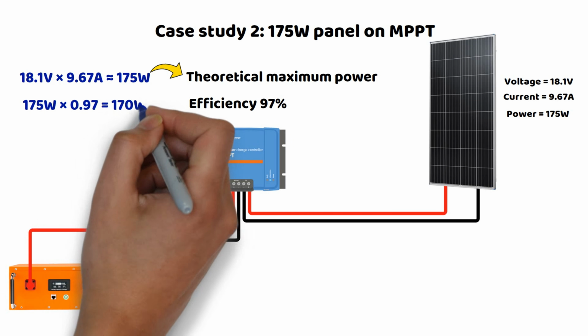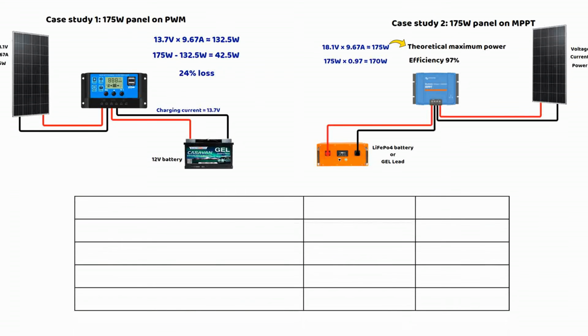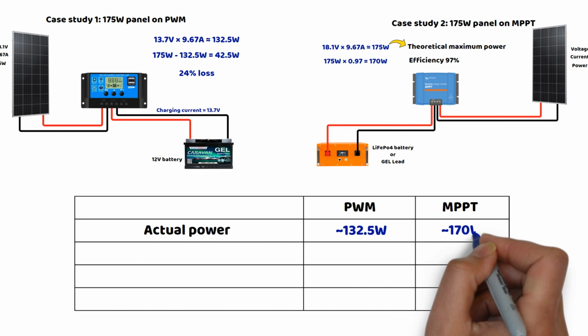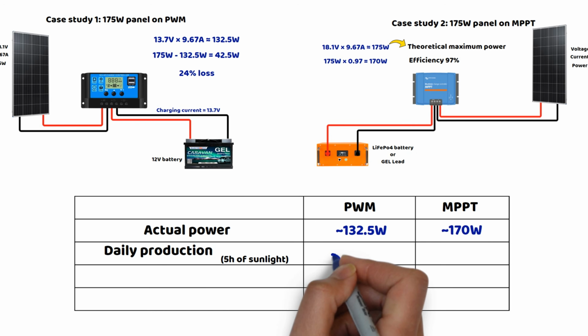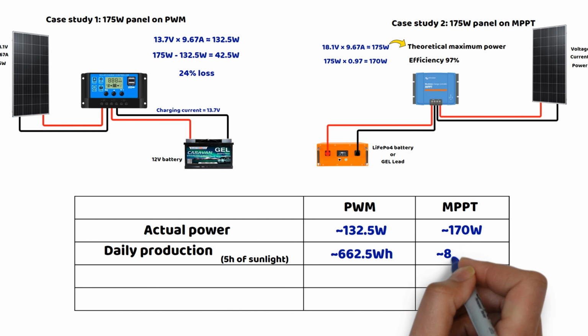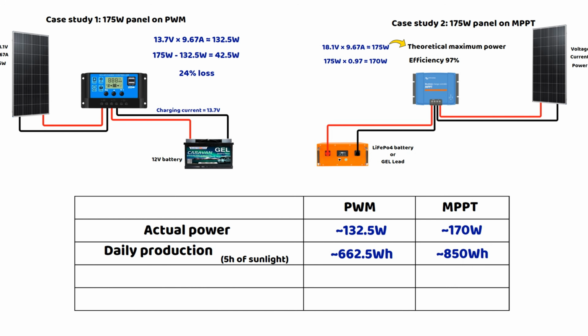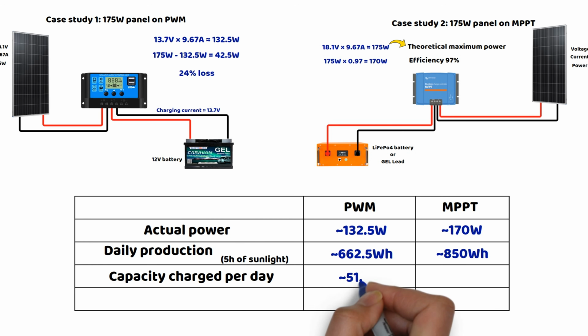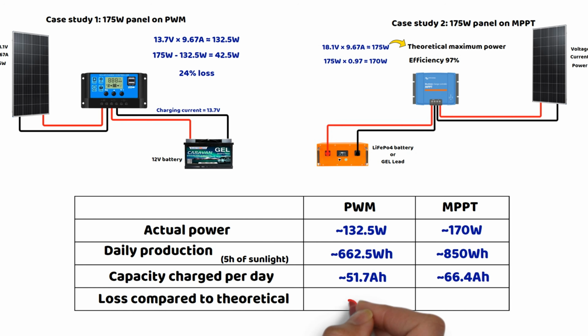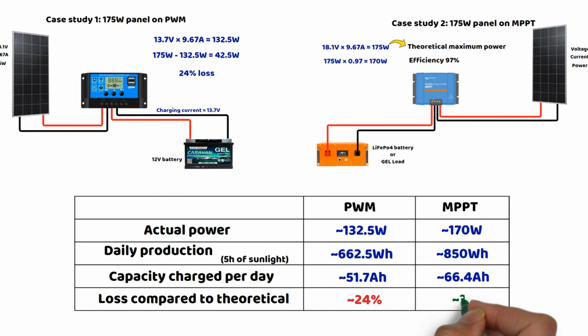So if we compare the two controllers, the actual power will be 132.5 watts versus 170 watts for the MPPT. This gives a daily production over 5 hours of sunlight of 662 watt hours versus 850 watt hours. That means a much higher charging capacity and a loss of less than 5% with the MPPT compared to the panel's theoretical power. And you will see that the next two cases are even more interesting.